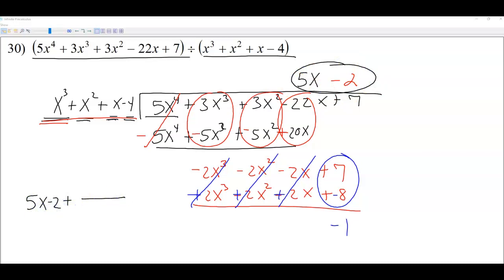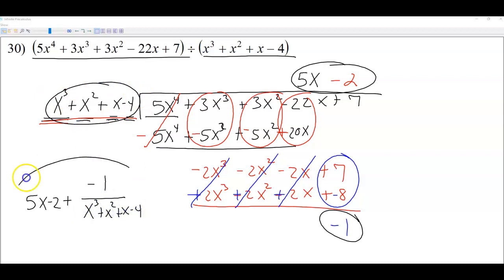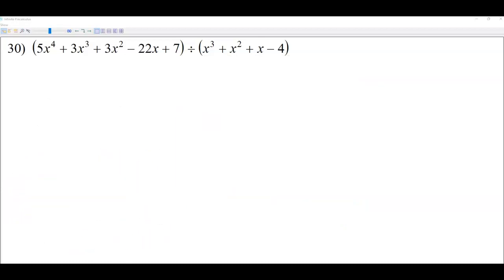And then you put your remainder over your divisor. And that's the final answer there.